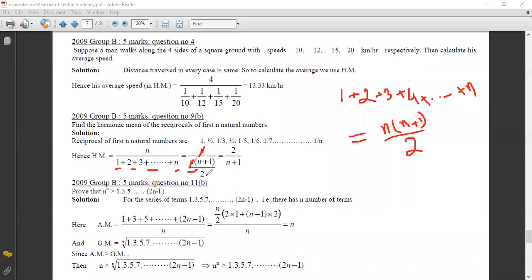Now 2 is here. Denominator 2 will go upward and we get 2 by n plus 1. That is the answer. 2 by n plus 1. Okay. So we have done this. Now the next example, we have done this already.